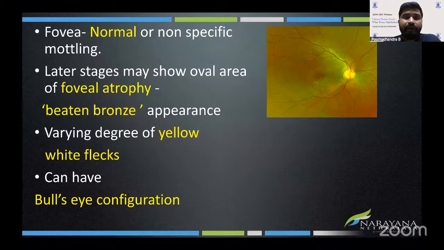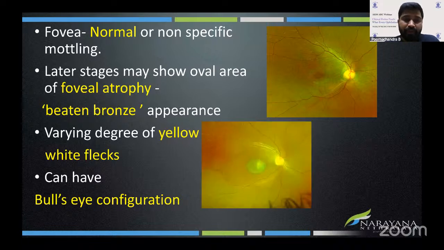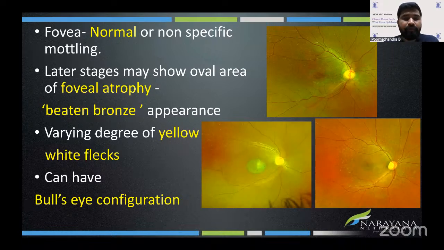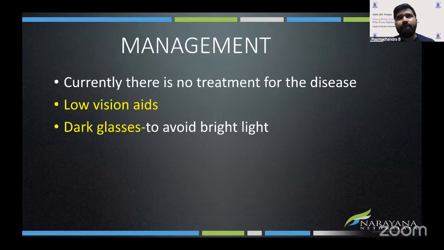Clinically, it may have normal or non-specific mottling at the fovea. It can have a foveal atrophy with a classic textbook description of beaten bronze appearance, or varying degrees of yellow-white flecks, and can also have a bullseye configuration. So management, currently there is no treatment. There are many ongoing trials, both in terms of gene therapy and also visual cycle inhibitors.